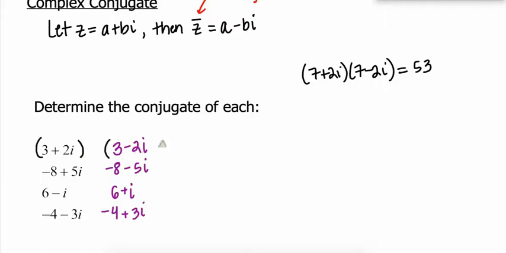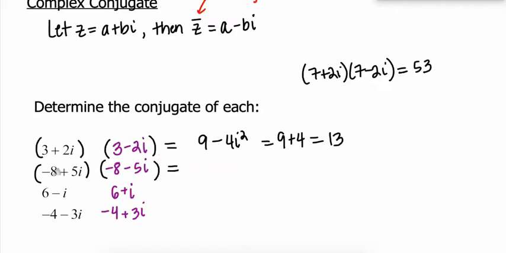We're going to take this number and multiply by the conjugate. 3 plus 2i times 3 minus 2i. The first values would be 3 times 3. The outer is negative 6i. The inner is positive 6i. Those cancel out. Positive 2i times negative 2i is negative 4i squared. That becomes 9 plus 4, which is 13. No imaginary part.